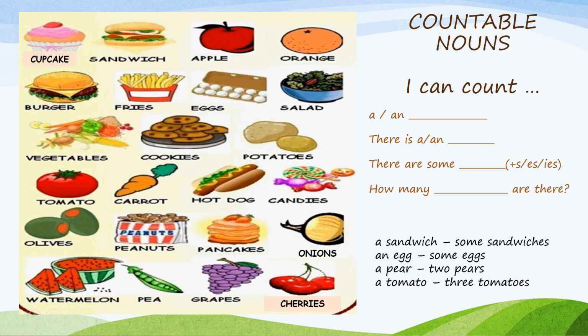But let's say we use water as an example. Can you count water? Do you say I have a water? I have 2 waters? I have 3 waters? You don't, right? So water is an uncountable noun. You cannot count.